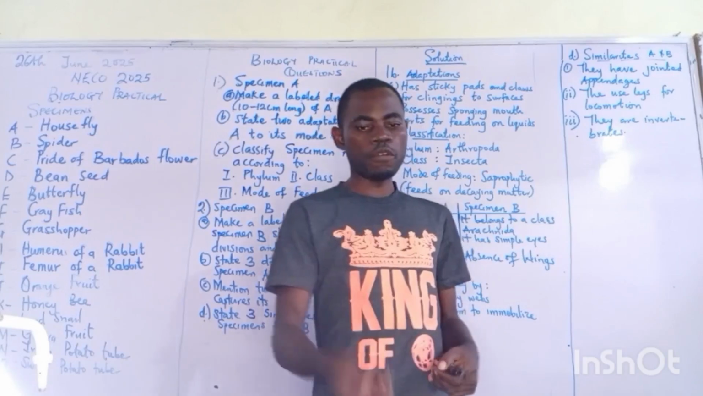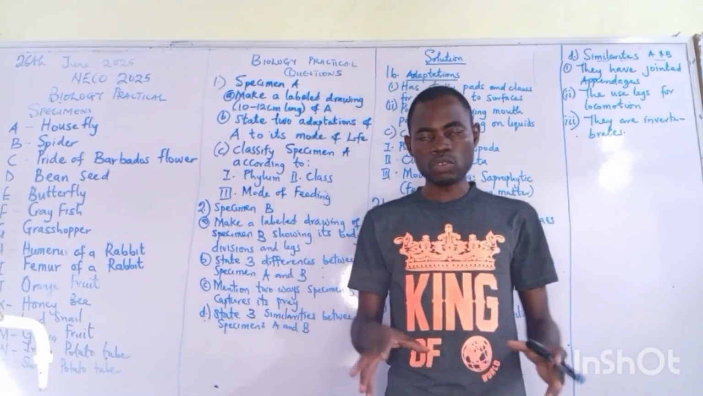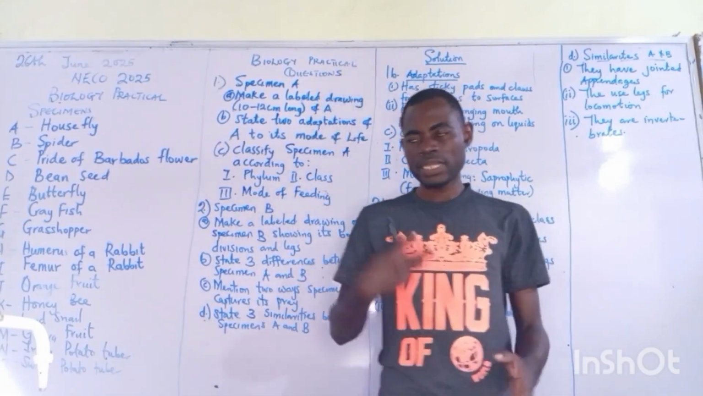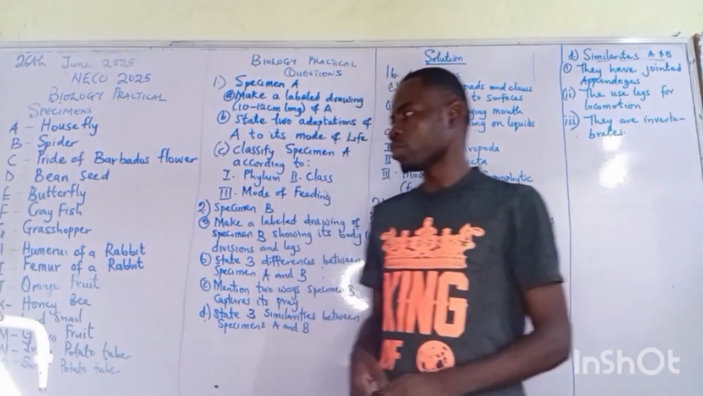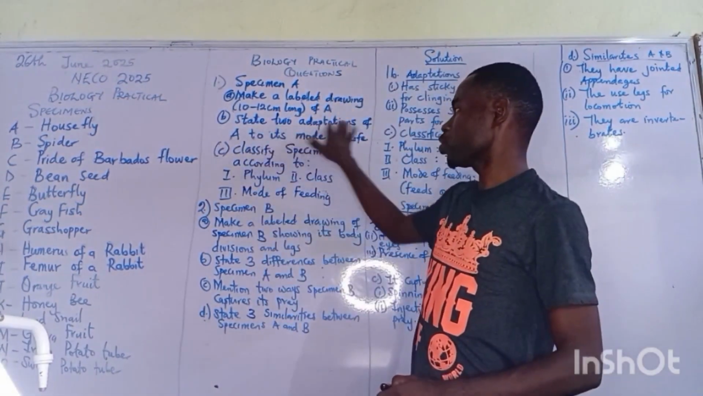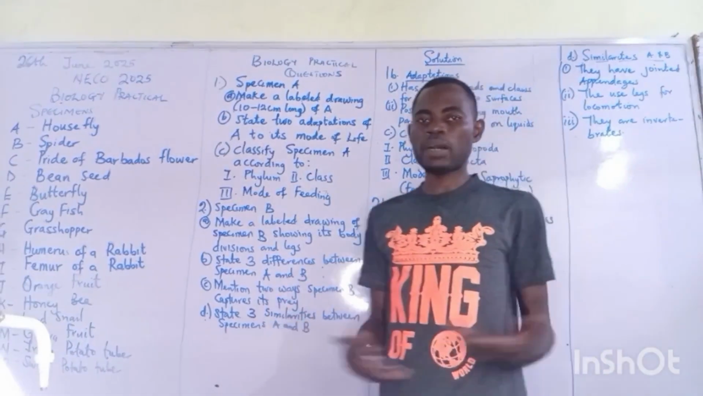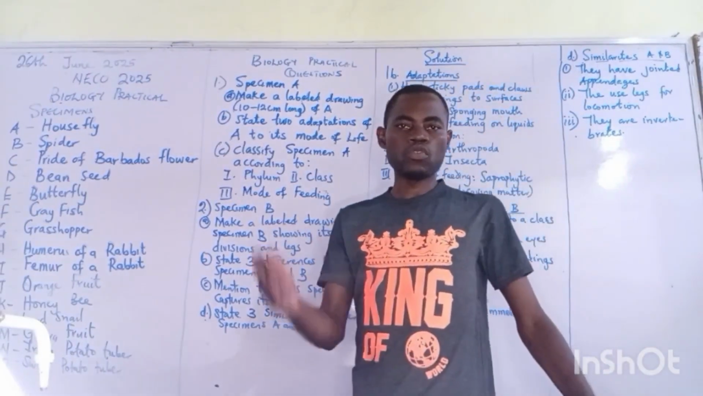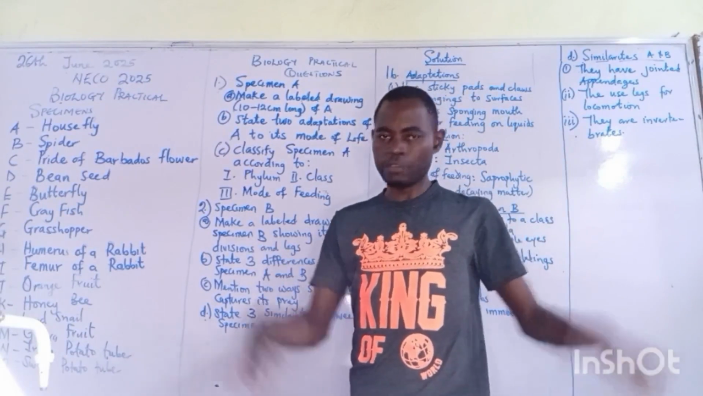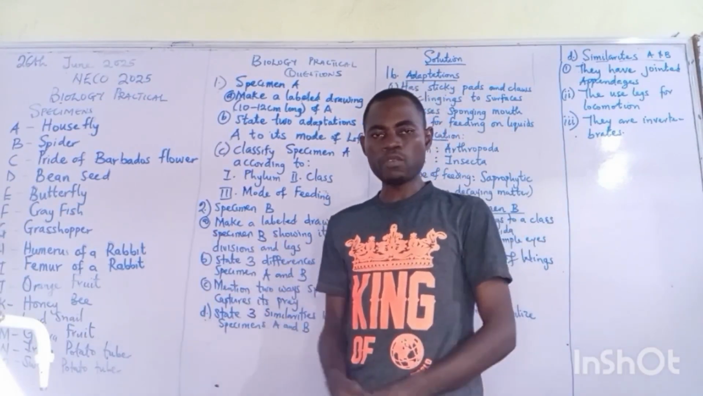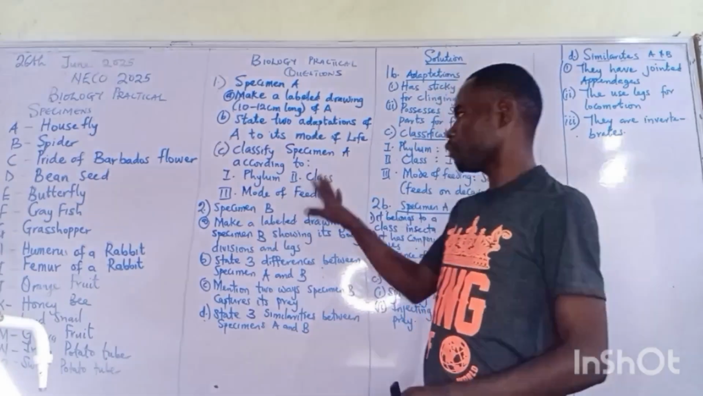That is, they have their own feeding habits. They know how to feed on liquid. That is, they bring out the nutrients they want. I'm talking about the adaptations of specimen A to its mode of life. Just to mention a few, you can also talk about the way they use their wings for movement or for flying. And if you want to capture them, they fly away. And we have flood, just to mention a few.